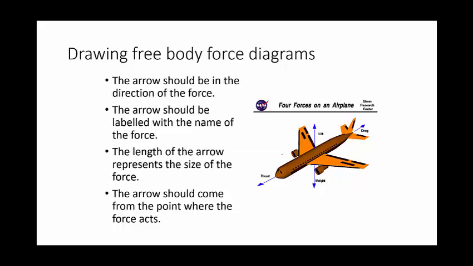Okay, if we are drawing what we call a free body force diagram, which is a diagram showing the forces of an object, we have to follow several rules. The arrow has to be in the direction of the force. It should be labelled with the name of the force. The length of the arrow has to represent the size of the force, and you do that to scale using a ruler. And the arrow should come from the point where the force acts.